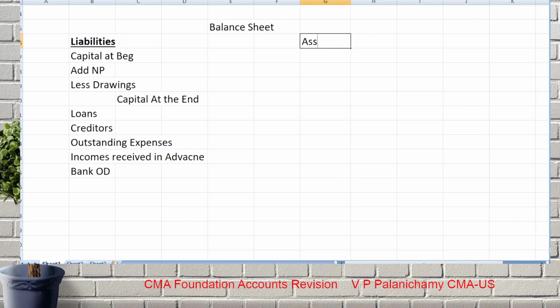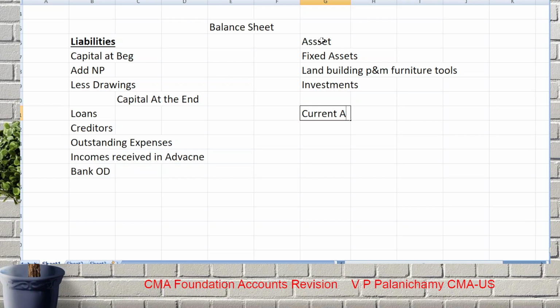Asset side, what all will come? Fixed assets. Examples of fixed assets: land, building, plant and machinery, furniture, tools, and so on. Then investments will come: investment in shares, debentures, and so on. Then we'll have current assets like stock, debtors, bank balance, cash balance, and so on.